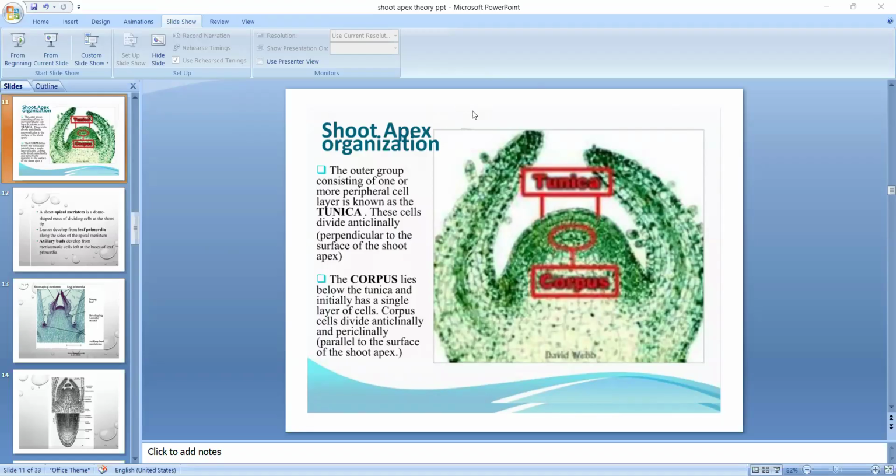Okay. But some are formed by only a single initial, and in some gymnosperms there is a complicated arrangement, a group of cells in the shoot apex. These groups of cells are characterized by the size of the cell and the nucleus, differential staining, frequency, and orientation of cell division. Okay. So different types of complicated arrangement are observed in the gymnosperms.